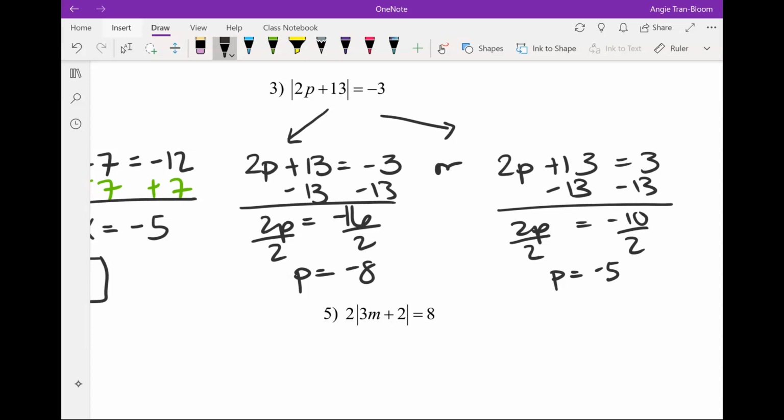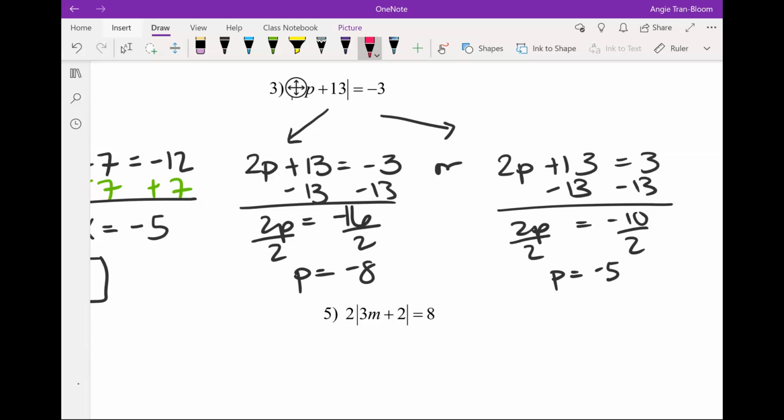Okay, let's check. Negative 8 is the first answer. Plug it in. Negative 8 times 2 is negative 16, plus 13? Negative what? Negative 3. Absolute value of negative 3? What is it? 3. True or false? Did it come out to be negative 3 like the outside?